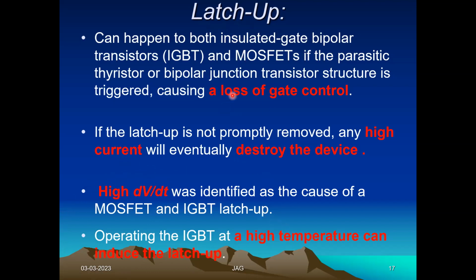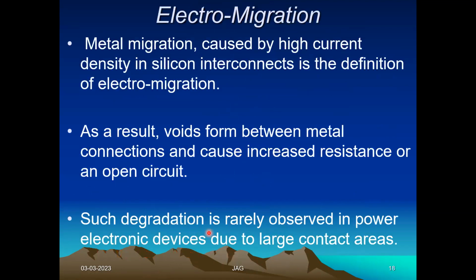Right? So another failure mechanism is the latch-up current. High temperature can also induce latching up. The current will be high enough to latch up the NPNP path at high temperature. Electromigration, or metal migration caused by high current density at high temperature, is another reason for failure.